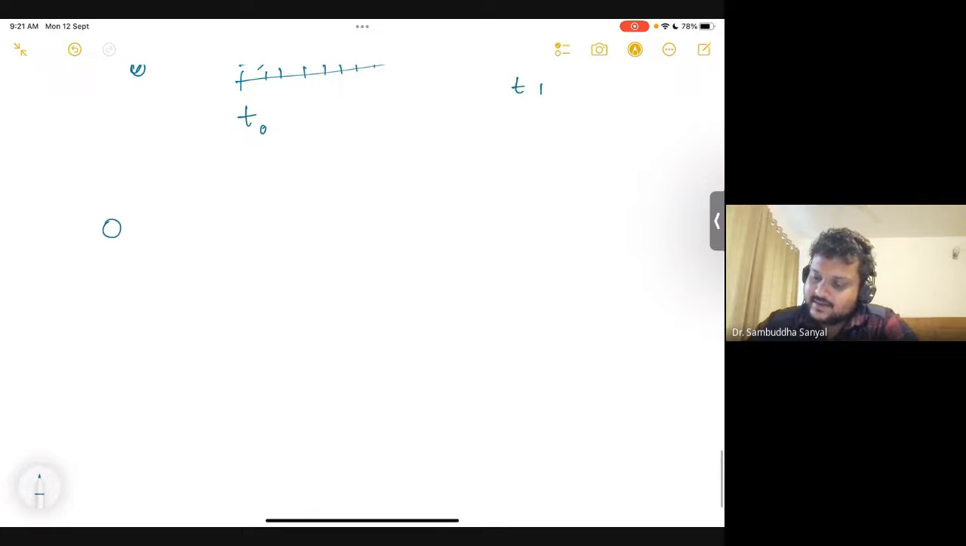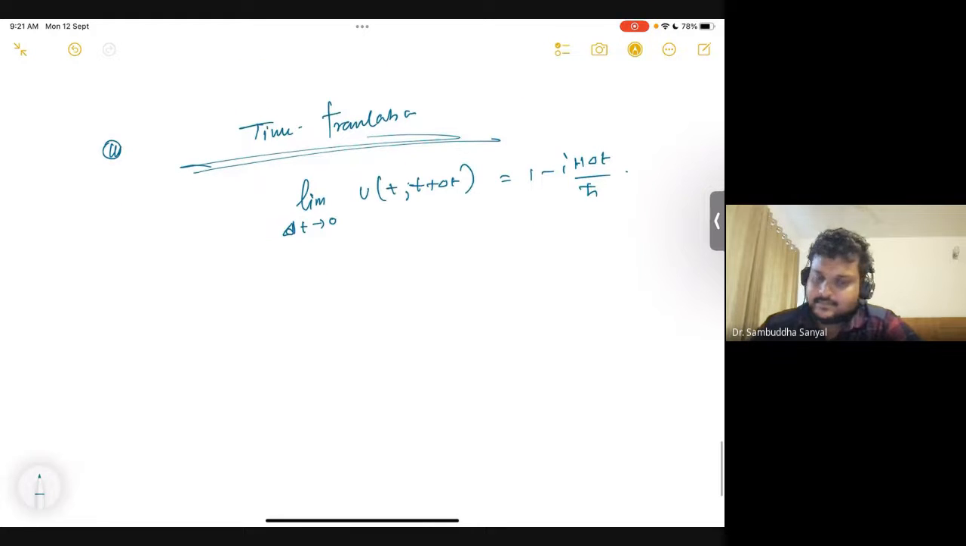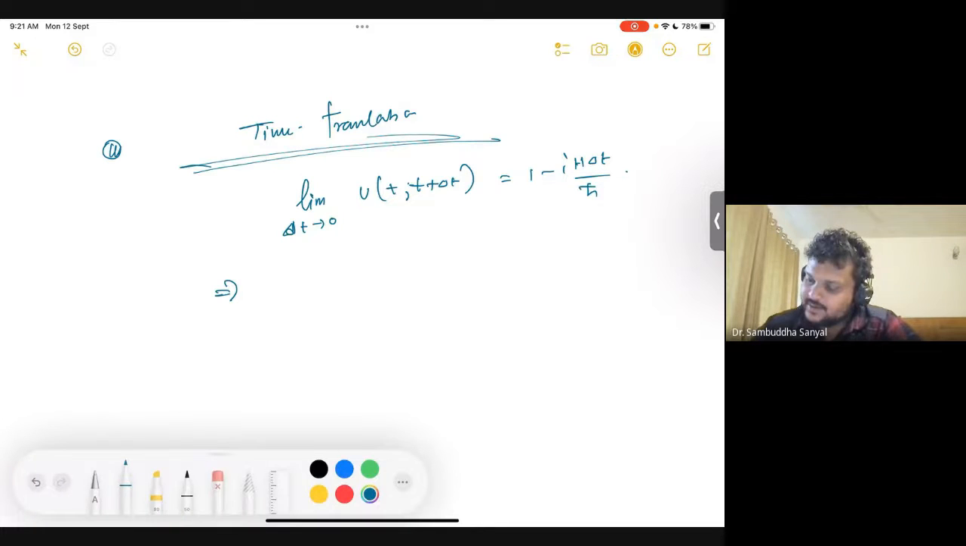How do you get the full form from the differential form? And the answer is, time translation is a limit, actually use the notation delta t, so that means you have no, this is something I already talked about.